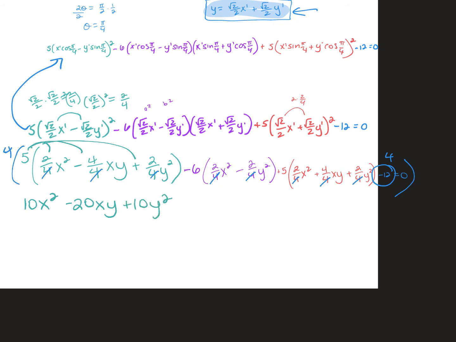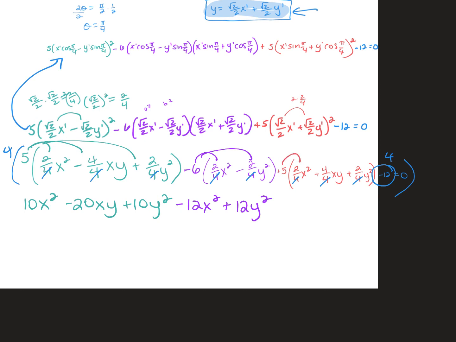Do this slow and carefully. I know from personal experience that this is the step I tend to mess up, I don't know why. My signs go wrong and then it all goes wrong. So just be careful. Then I'm going to do the 6 into both. So minus 12x squared, and this is the step I tend to mess up. Like the negative times the negative, I forget. Obviously it's a positive 12y squared.